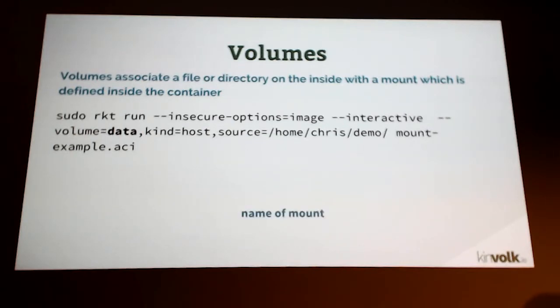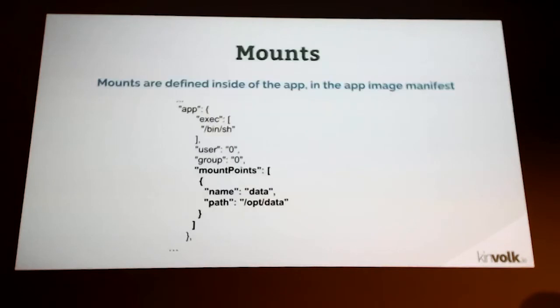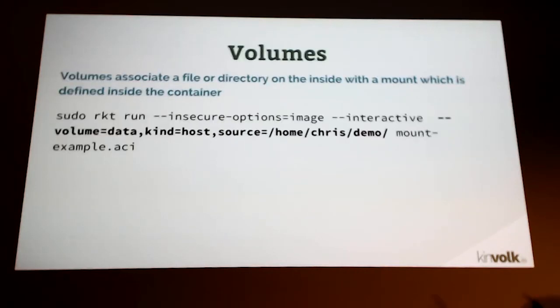You notice here, first we have the name of the mount point. So in this file here, we have data as a name. This tells it to associate this volume with that mount point name. And then we have the kind. You can use host or you can use empty. Host is used when you want to mount a directory on the outside. But you can also have two images that want to share something between themselves, but not expose that to the outside. And that's when you use empty. Rocket supports running multiple apps in a pod out of the box, and so that's a part of that and how you can share data between those applications.